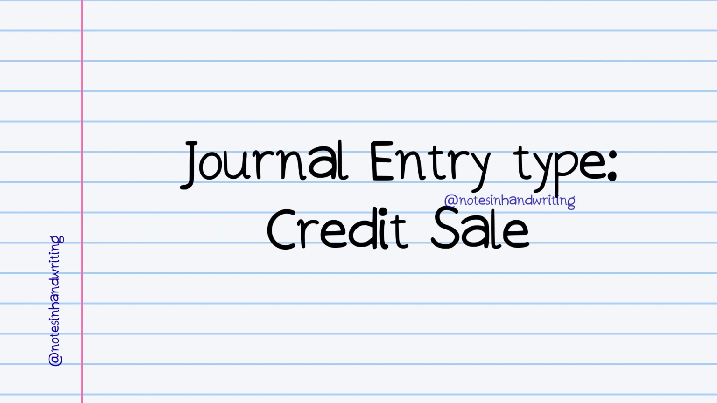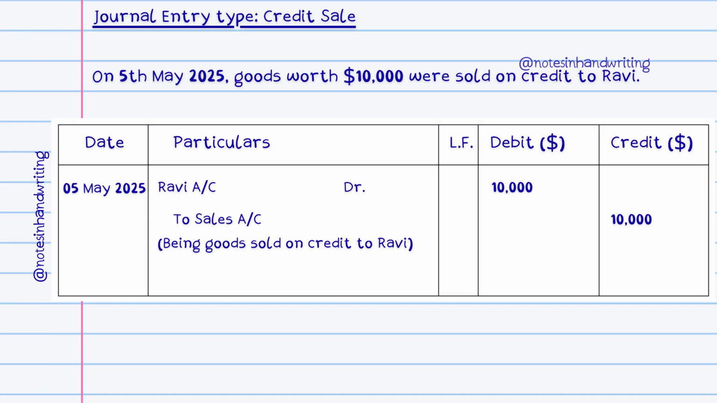Our next transaction is a credit sale. Some goods were sold on credit to Ravi. So we will record the journal entry as follows. The accounts involved in this transaction are Ravi's account and the sales account.